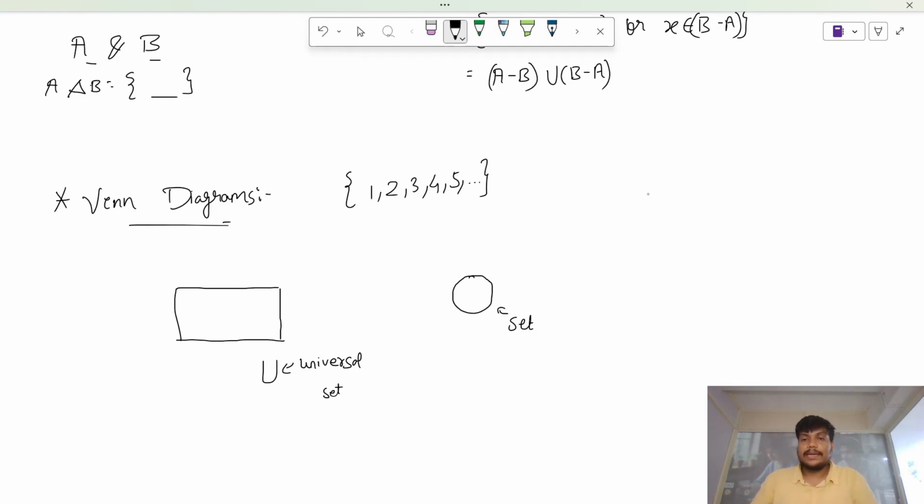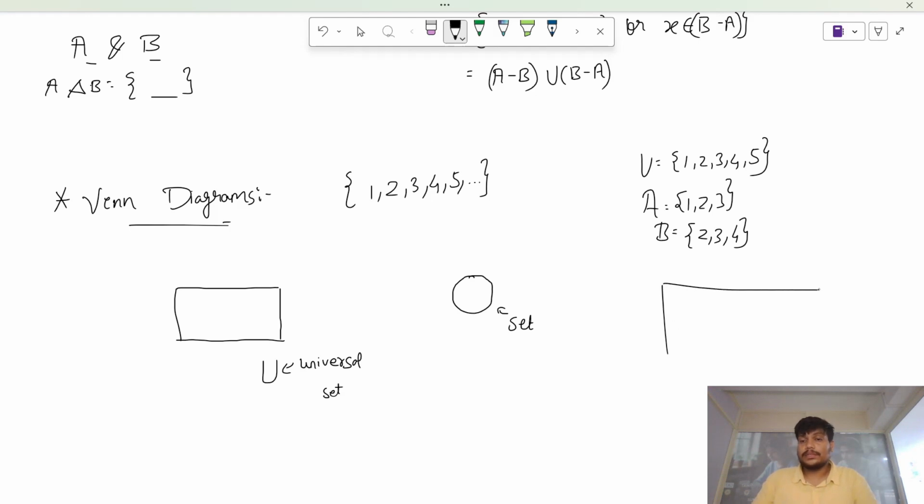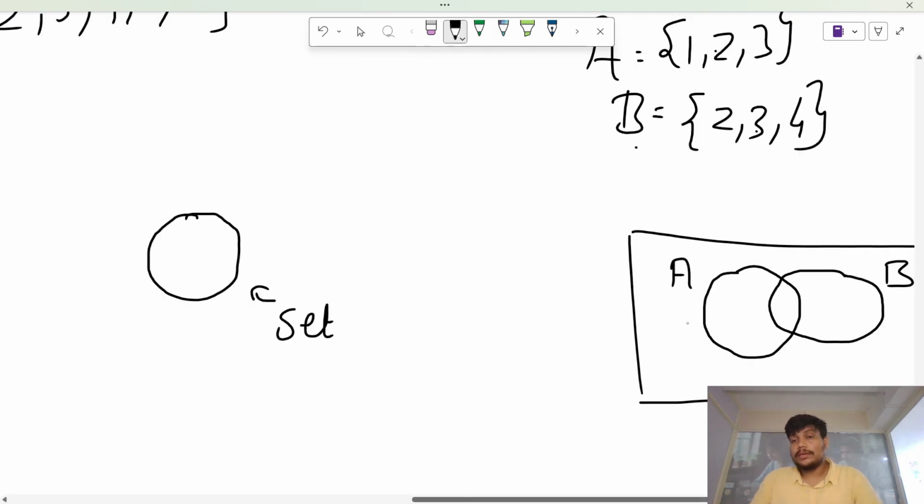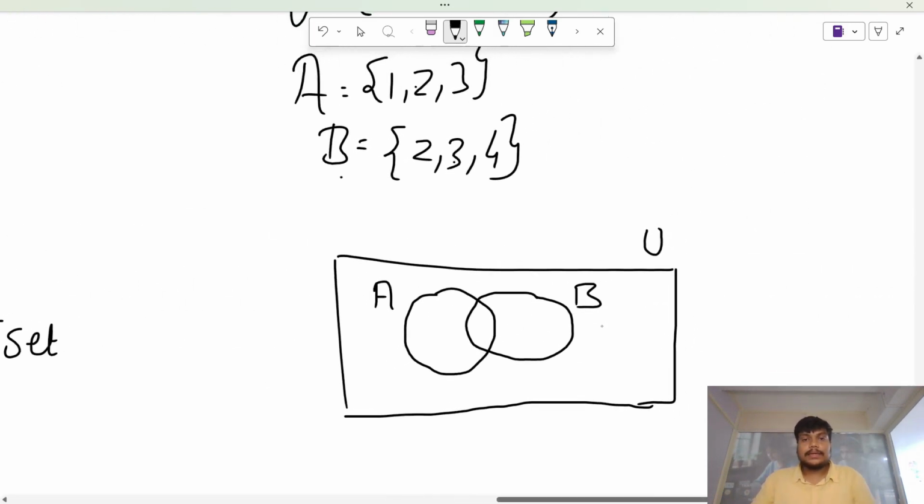Let's now see how to represent sets using it. For example, I would take A equal to {1, 2, 3}, B equal to {2, 3, 4}, and the universal set equal to {1, 2, 3, 4, 5}. The first thing is you have to draw the universal set, which is a rectangle or a square, depending on how many sets I have. Here I have set A, this is the universal set, and this is set B. Now we will see what the elements in set A are: 1, 2, 3. What are the elements in set B? 2, 3, 4.